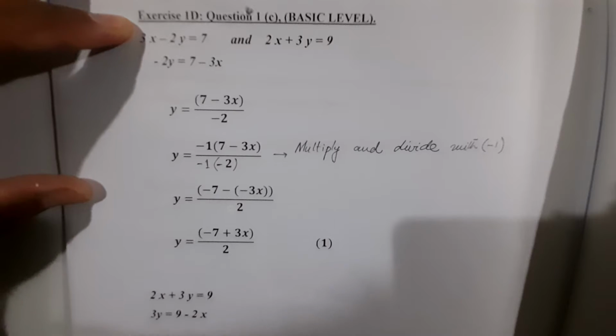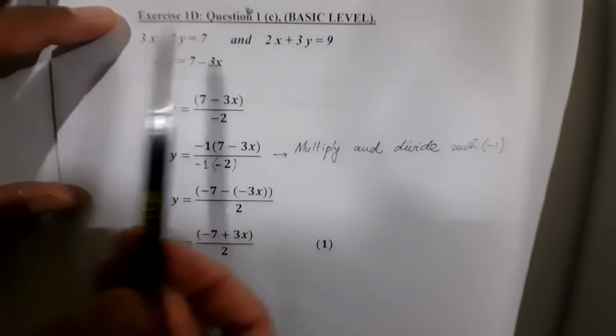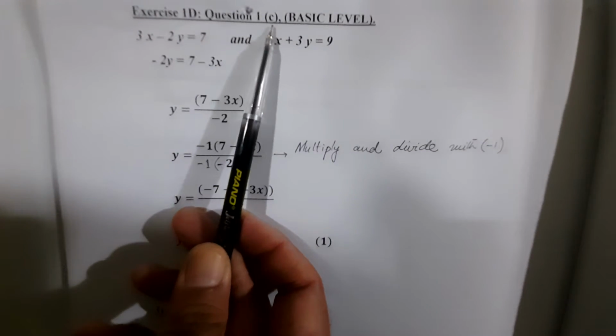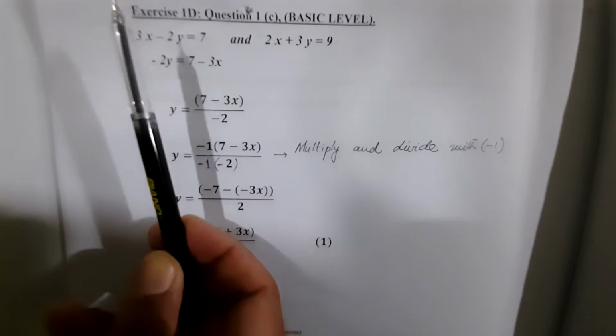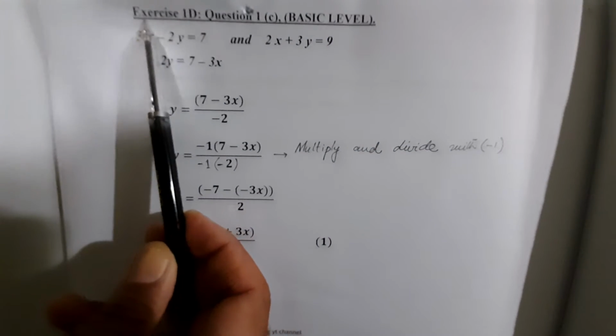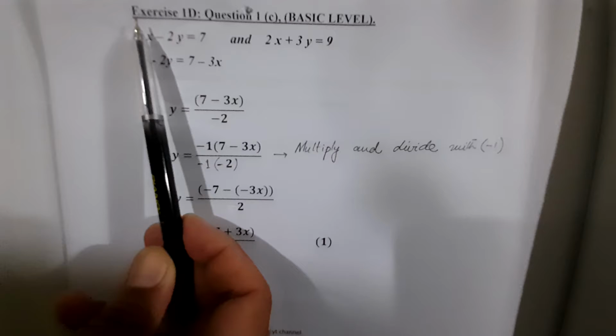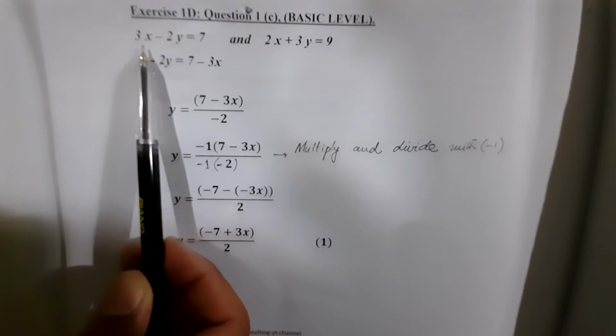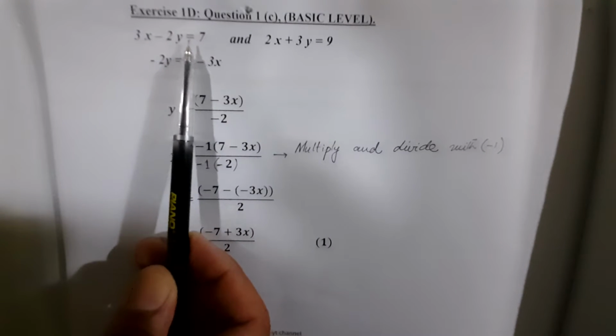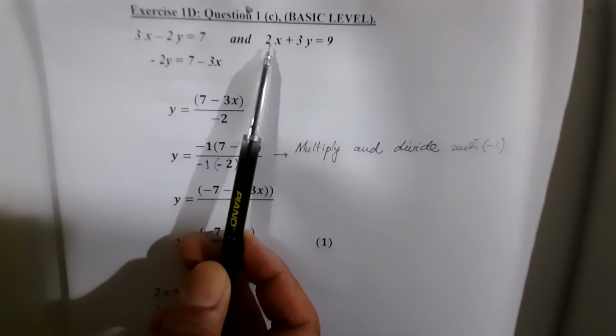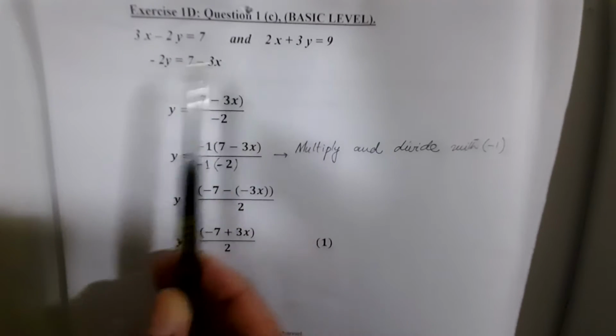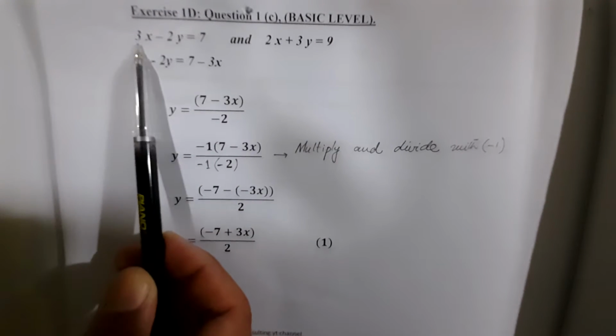Now we'll be doing exercise 1D, question number 1, part C, basic level. This is simultaneous linear equations, mathematics for class 8. The equation is 3x minus 2y is equal to 7, and the second equation is 2x plus 3y is 9. So now we'll be solving this equation.